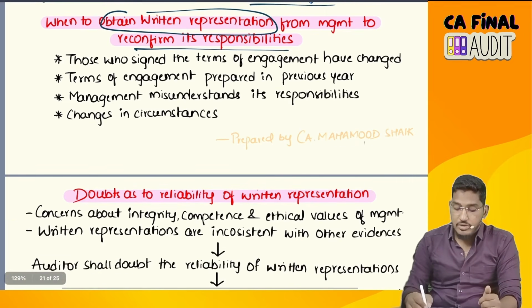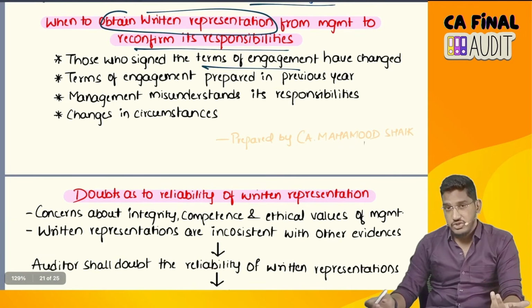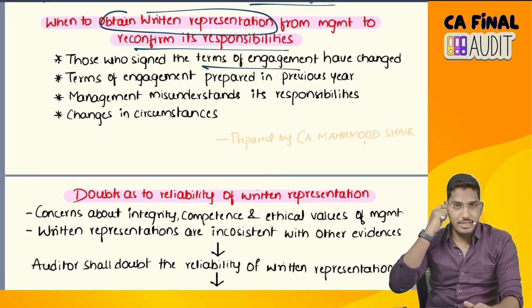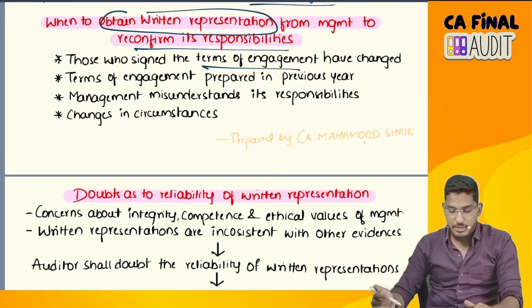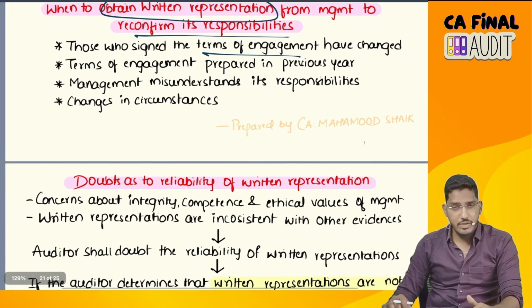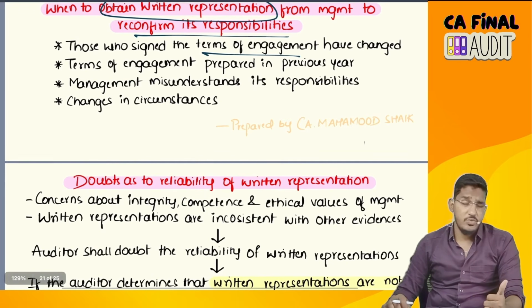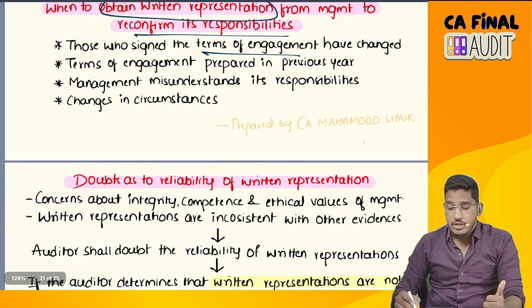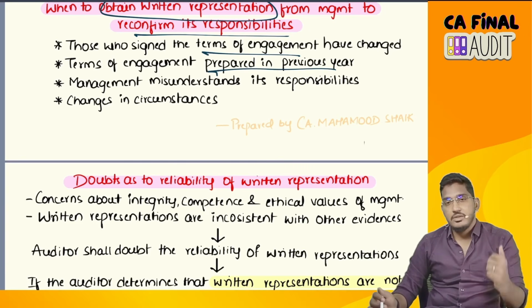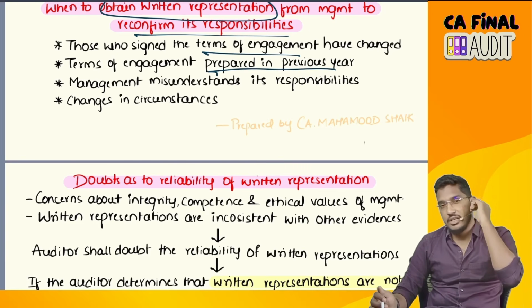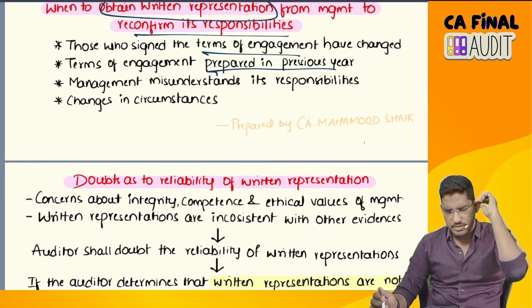When, sir? When those who signed the terms of engagement have changed. Basically, the board of directors have changed. Those people who signed the engagement letter are not the people who are now in charge of the company. So now you might be required to get the written representation once again from the new management. Or terms of engagement were prepared in the previous year. You prepared the terms of engagement last year. Now you want to change the terms. Get the confirmation once again.